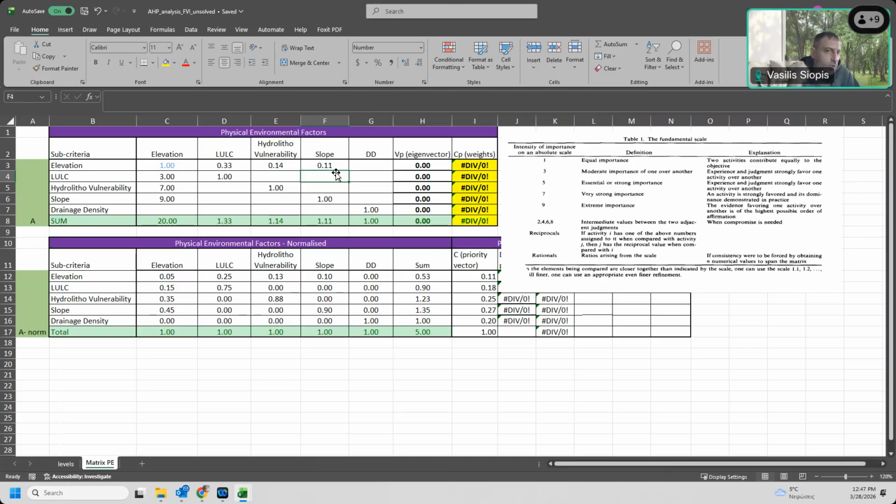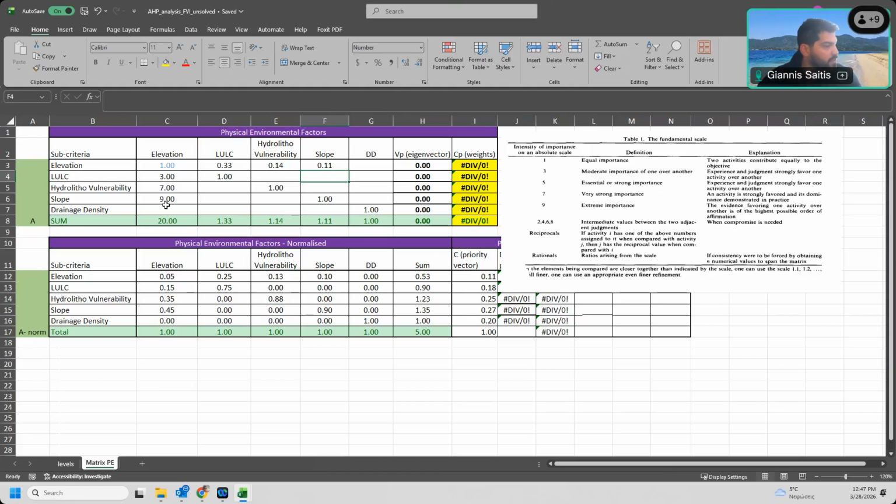Steep or not steep? Here we don't put the data. We see which is the most regulatory factor. Okay, I understand. So it's very important. Yes, extremely important. Let's go with 9.